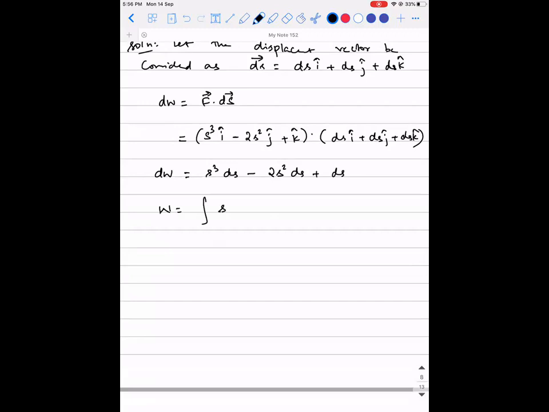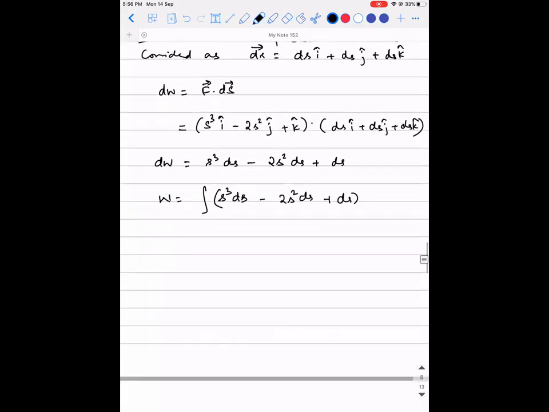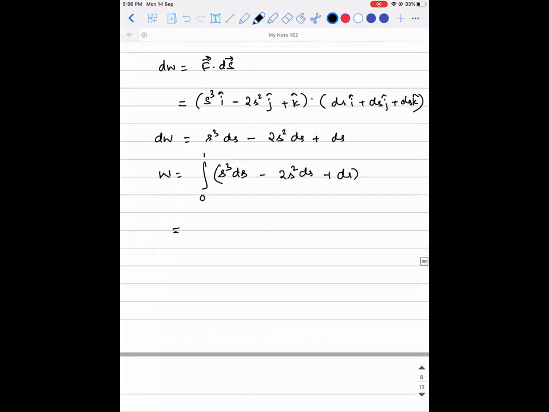So what will be the total work done then? Variable force, obviously integration of s cube ds minus 2s square ds plus ds, between 0 and 1 meter. Whenever you have a difference or sum, you can integrate each term individually. S cube integrates to s power 4 by 4 between 0 to 1, minus 2 into the integral of s square, s cube by 3 between 0 to 1, plus the integral of 1 times ds, which is s between 0 to 1.